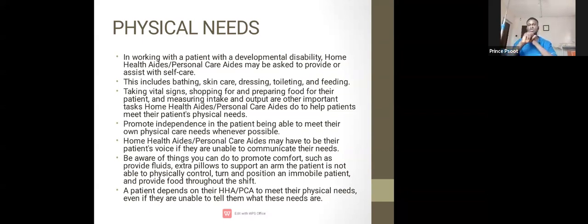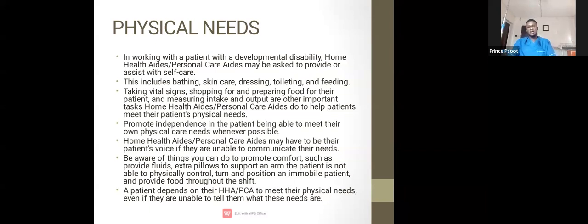So be aware of things you can do to promote comfort, such as providing fluids and extra pillows to support an arm the patient is not able to physically control. You turn them, position them well, if they are immobile and cannot move. Also provide food throughout the shift. They should not be hungry. There is a saying that a hungry man is an angry man, so you don't want your patient to be angry by keeping them hungry.